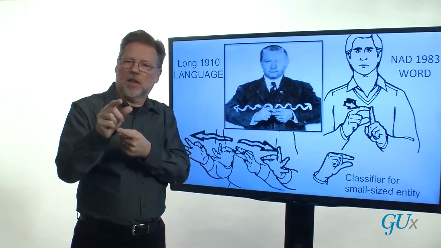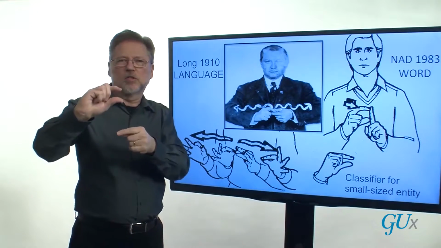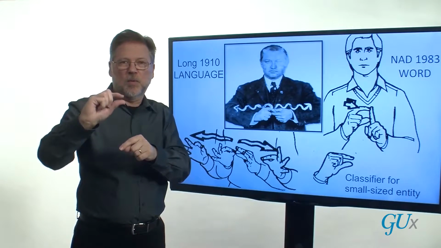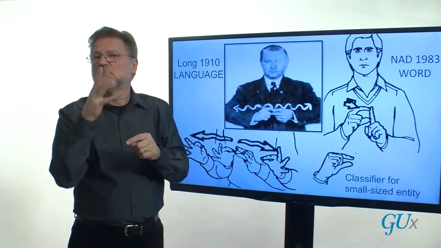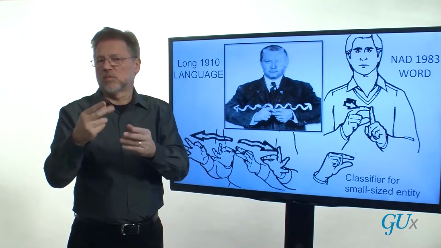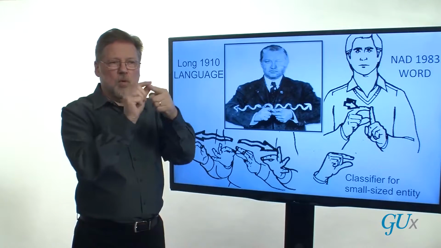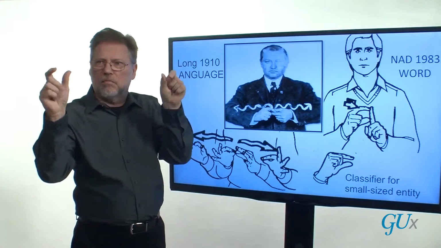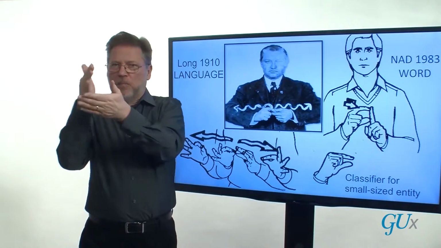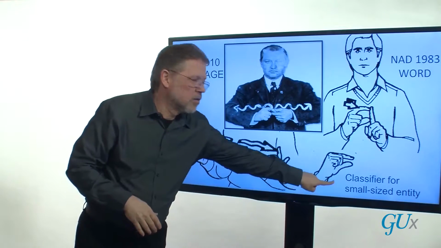It means length and indicates size, so the space between your thumb and finger can vary like so. And you'll see that I often use the hand shape in reference to units, like words in a sentence, this way. Even here, the hand shape refers to the length of that unit. It's a classifier for a small-sized entity.